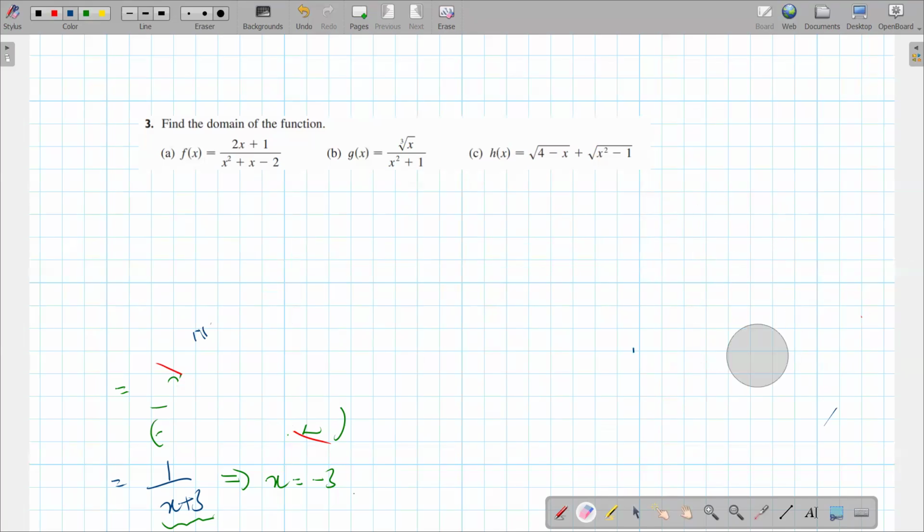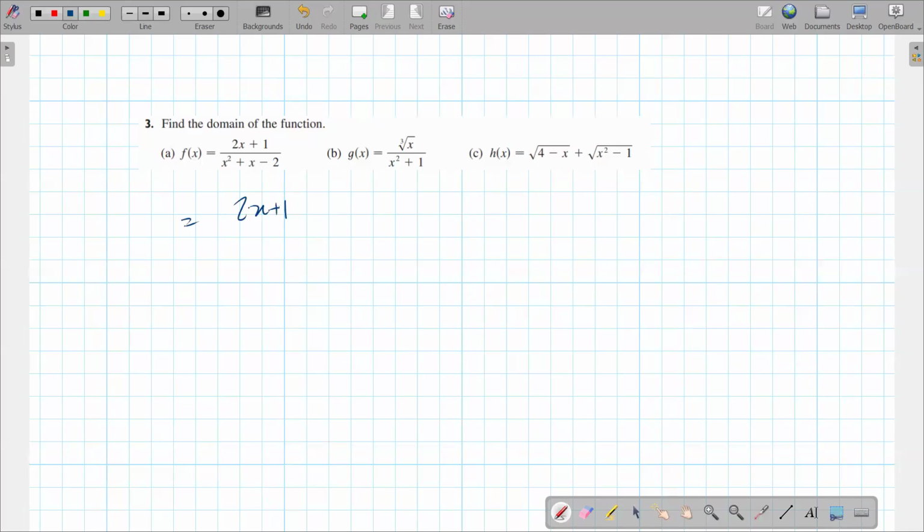So using this concept, let's attack some of these problems. Again, part A: there's a linear on top. You can't really do anything with it. And on the bottom, what do we have? We have x plus 2 and x minus 1. What's the domain of this function?